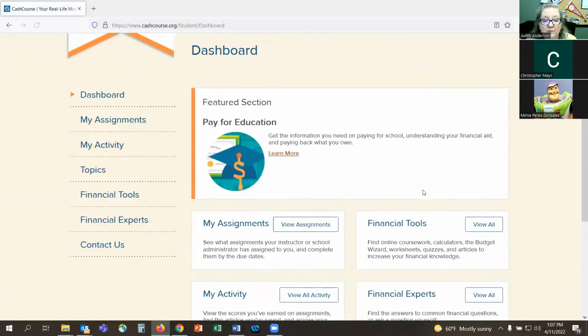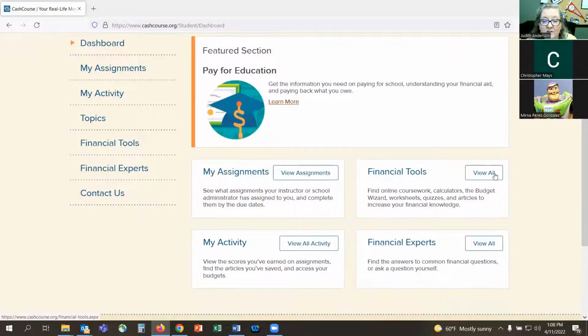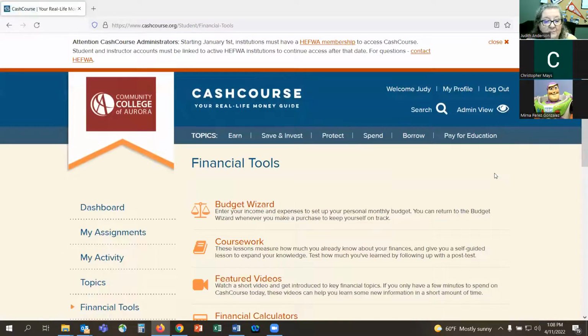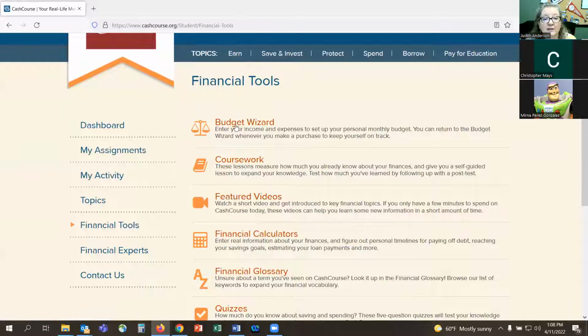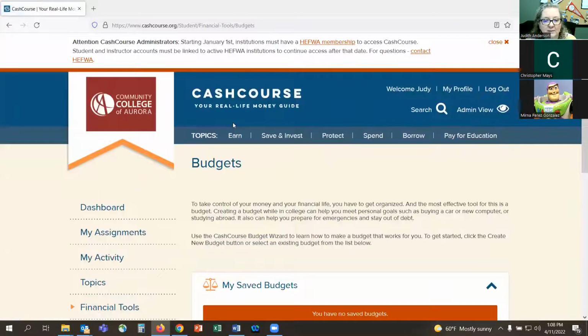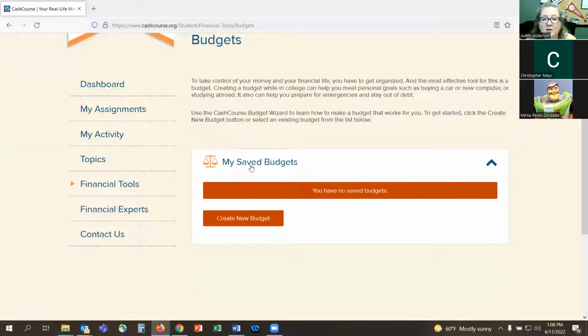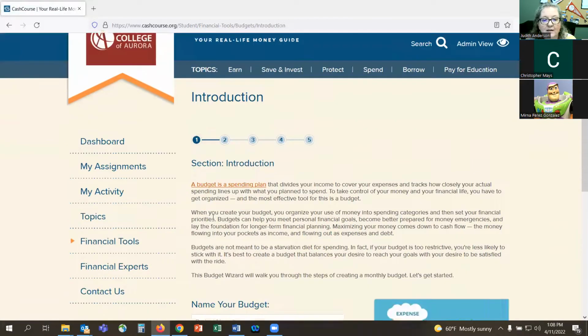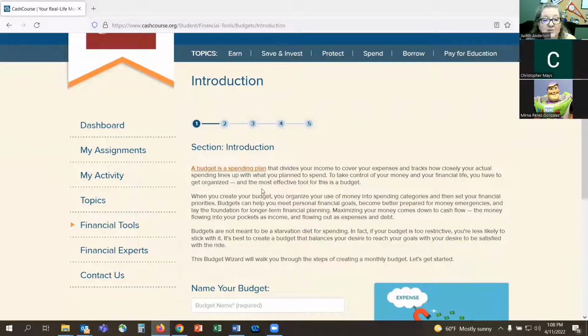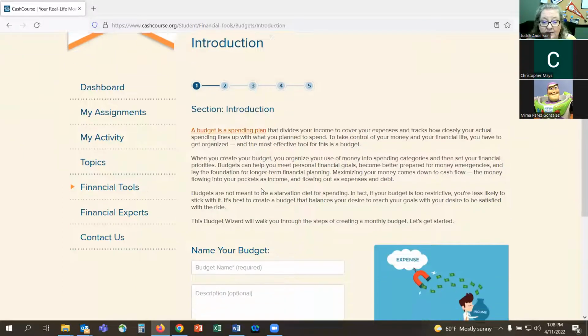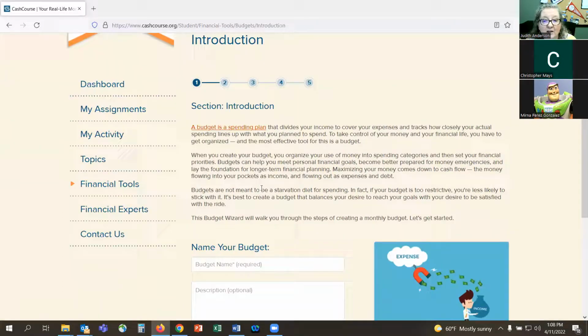So then we can move down to financial tools. This is the one that I like the best because everything is right here. You have pretty much the same things across the top here, but I just like clicking on financial tools because it's all here for you. So we can look at the budget wizard and see what it's about. This one gives you an option to create your own budget. And it tells that a budget is also a spending plan and how to use it.